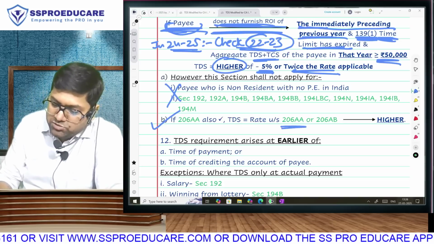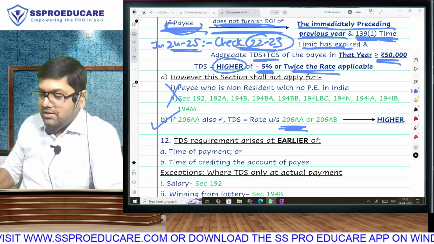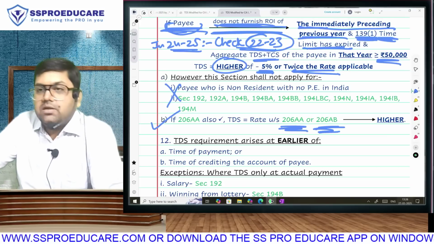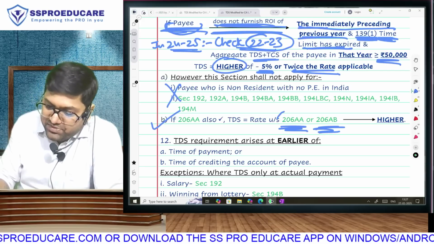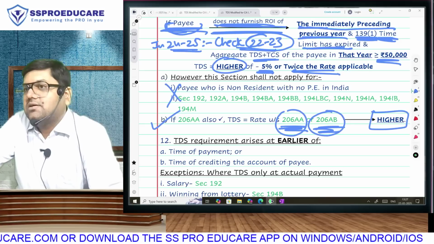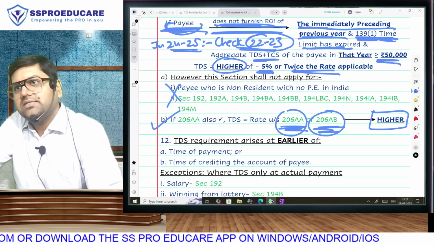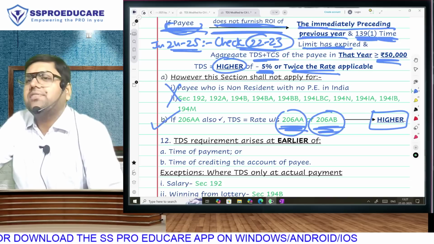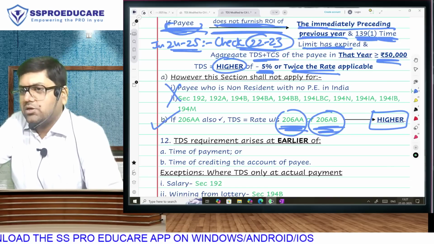Then what will I do? I will apply 206AA, the previous section, means minimum 20. Then I will apply 206AB, that is this section: double or 5, whichever is higher. Then from this answer and this answer, I will choose whichever is higher. That means we will give cumulative effect of both sections. Make sense? So this is something that you can learn, and you all are the last people who are learning. After you, this section is getting abolished.